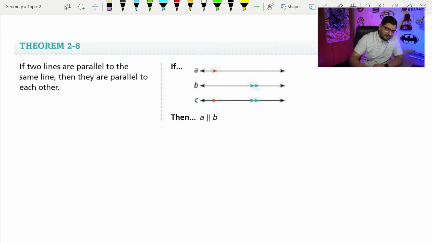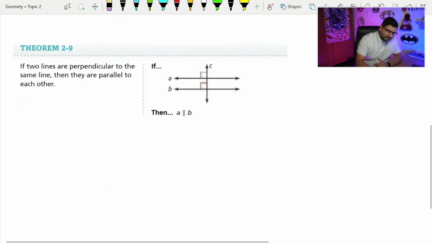Okay? And that's the first theorem that we've come across. So if I have two lines that are parallel to the same line, then those two lines are parallel. So if A and B are both parallel to line C, then A and B are also parallel to each other. Let's go ahead and talk about this next theorem.